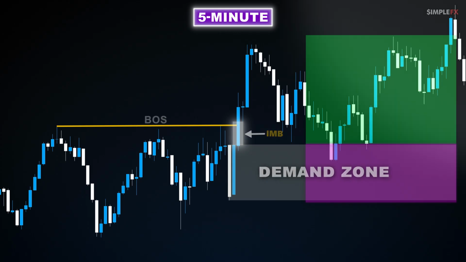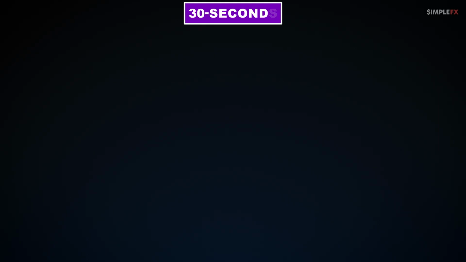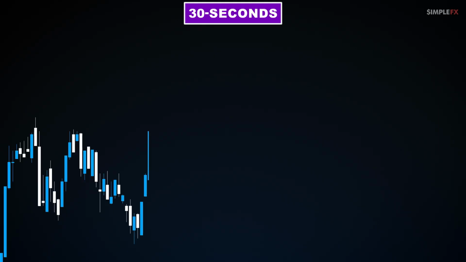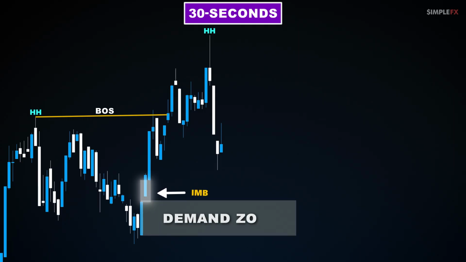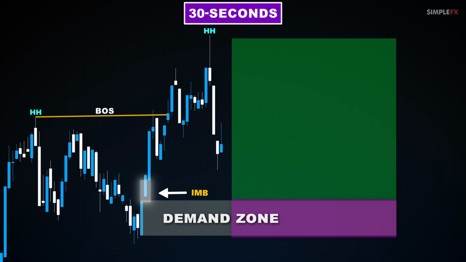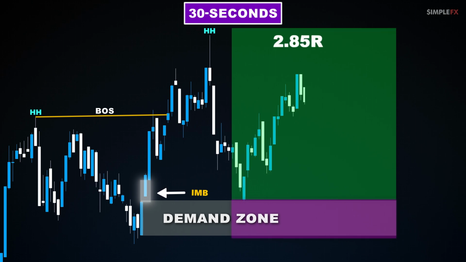Okay, now for a bit of fun. Let's jump down to the 30-second chart. Yes, I said 30 seconds. Now listen, I do not recommend trading this time frame. It's chaotic. It moves like lightning. But watch what happens. Higher highs and bullish structure. Imbalance shows up, demand zone sits just underneath the imbalance. Same entry, same target, same logic. This setup gives you around 2.85R. Not amazing, but it proves the point. The concept stays the same.